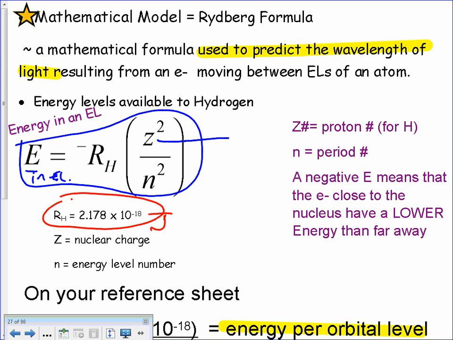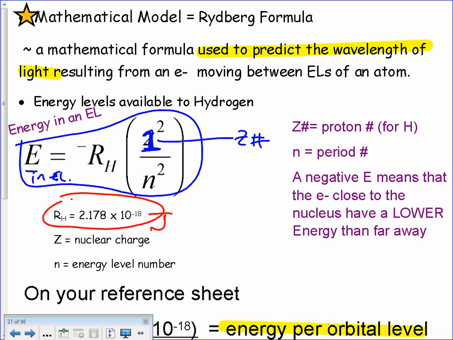Do you guys remember the Z number is the atomic number? The Z number is the atomic number, which for hydrogen is 1. So that number up top is always 1. And then the N number is the energy level that we're speaking of. If I'm talking about the first energy level, then I'll have 1 there. If I'm talking about the second energy level, I'll have a 2 there.